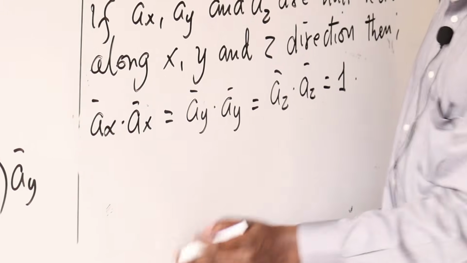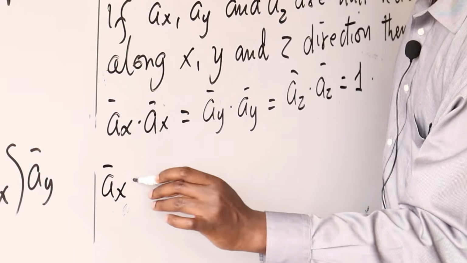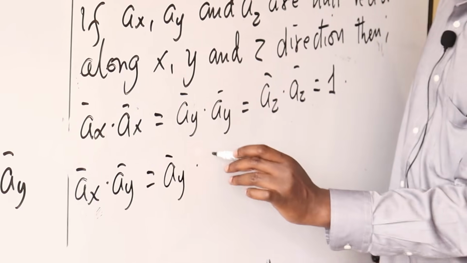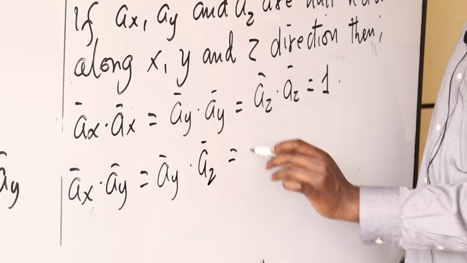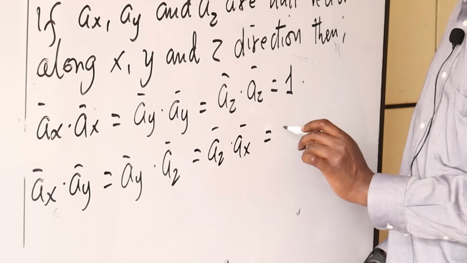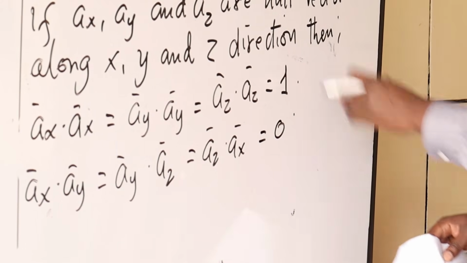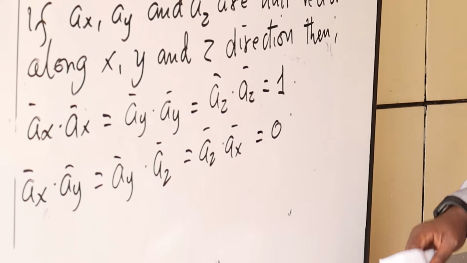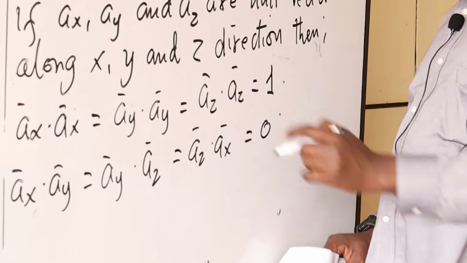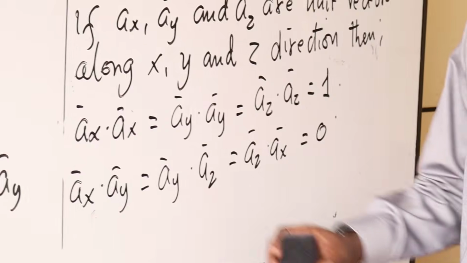Similarly, AX dot AY is equal to AY dot AZ, which is the same as AZ dot AX, and that should give us 0. These are the two rules that we use in the dot product method. We also want to look at the rules for the cross product.